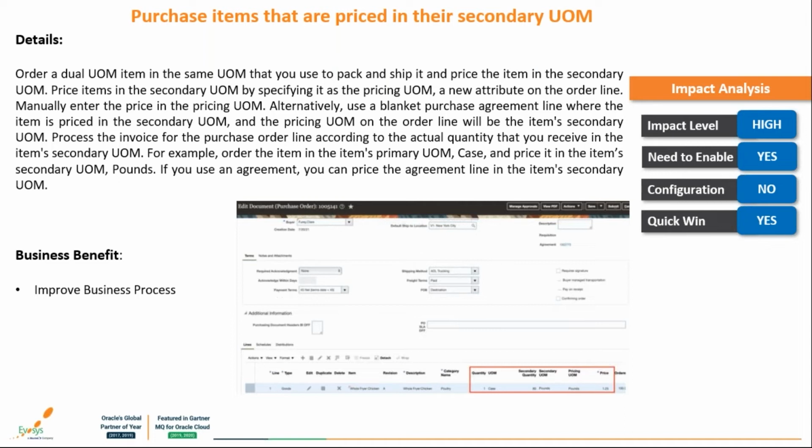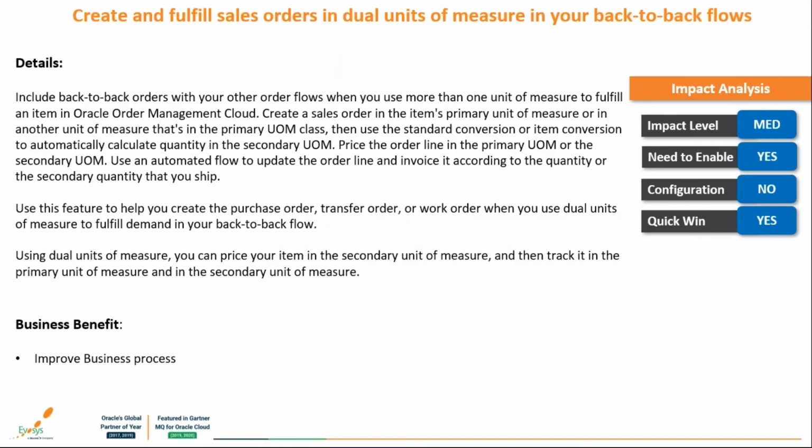So the business benefit is improve business process, impact level is high. Of course, you need to enable this feature. There is no configuration in this feature, and of course, it's quick win. The next feature is create and fulfill sales orders in dual units of measure in your back-to-back flow.